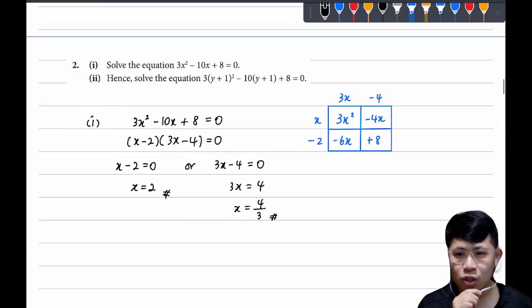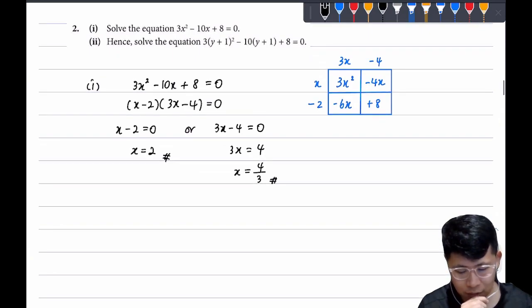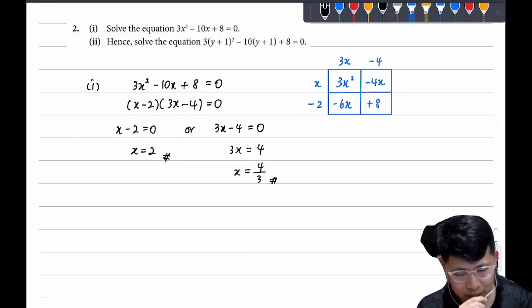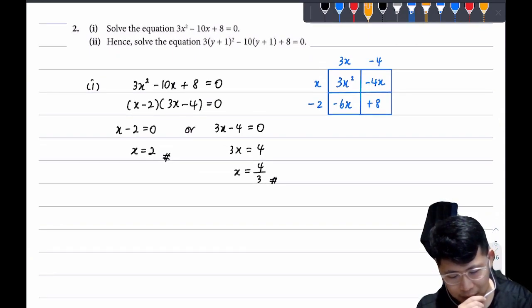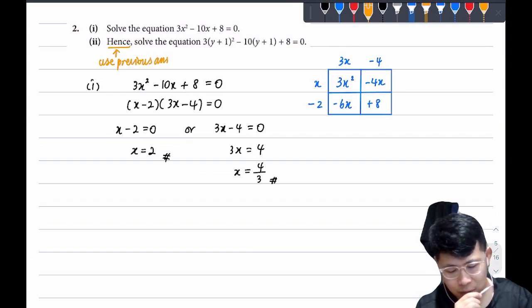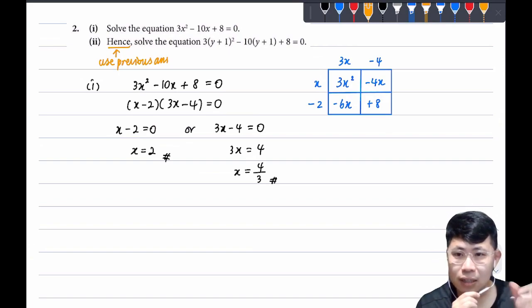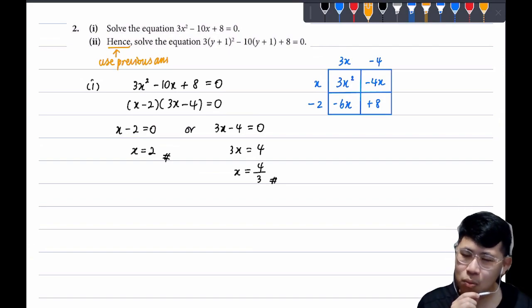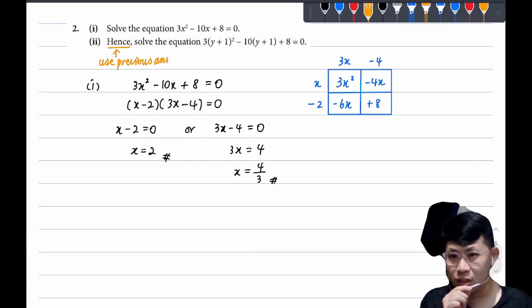Now let's continue to focus on part B. What I want you to observe is that the word hence means the tip is to use the previous answer, the previous part, to solve the equation 3 times (y plus 1) squared minus 10 times (y plus 1) plus 8. So it looks much more complicated than what we originally solved, correct?